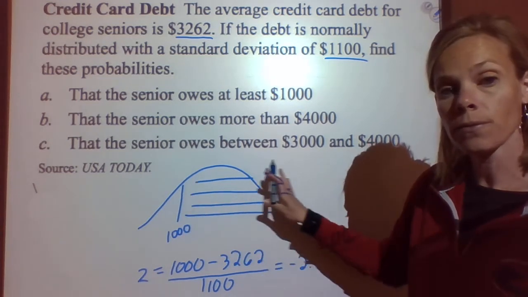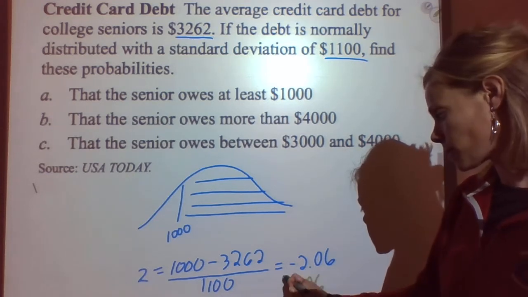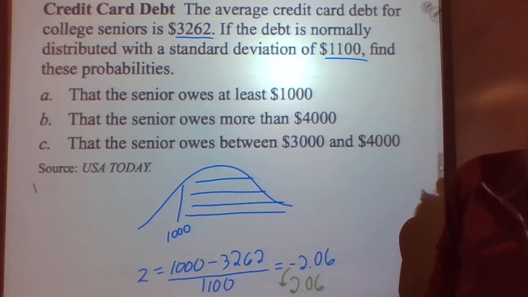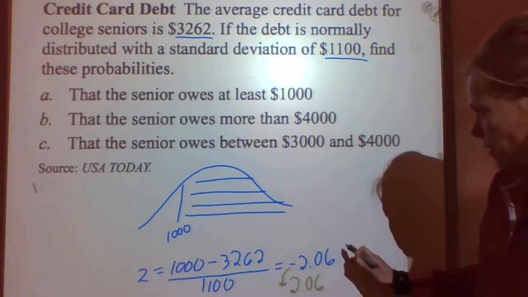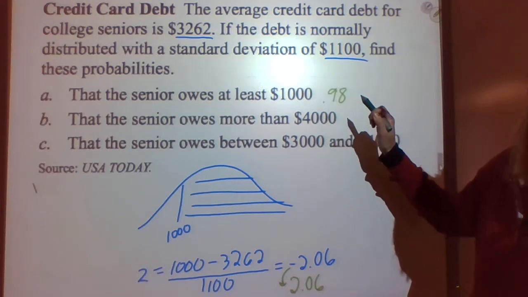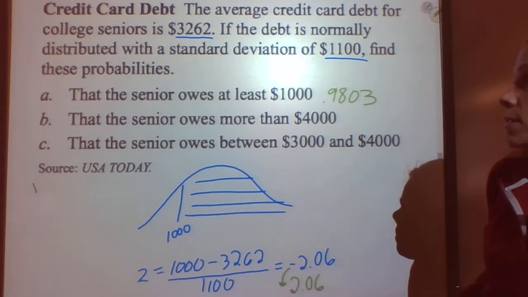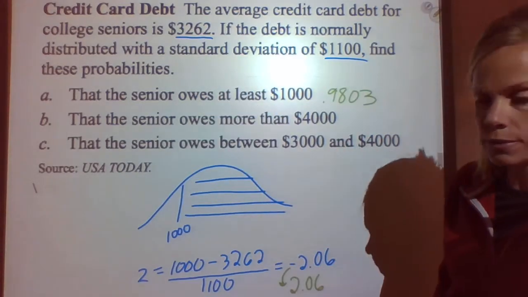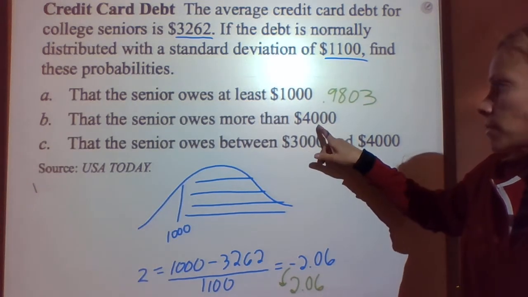And I'm doing area to the right, so I'm going to look up positive 2.06, right? You always look up the opposite when you're doing area to the right. So a positive 2.06, 0.9803. Okay. 98% of seniors owe at least $1,000, and that makes sense because average is $3,200. Okay, how about the senior owes more than $4,000?